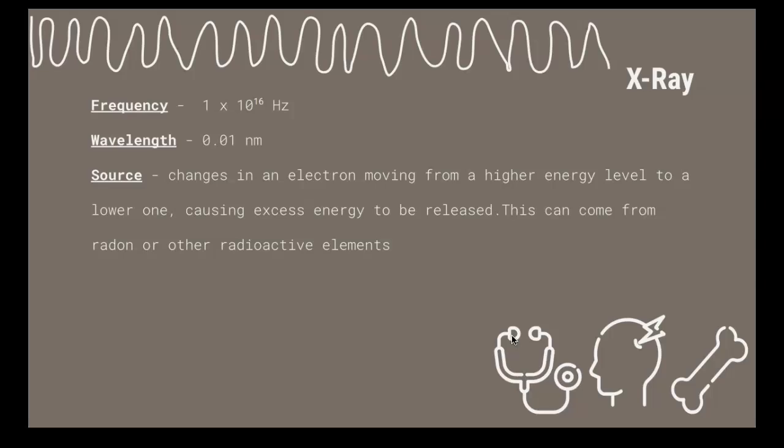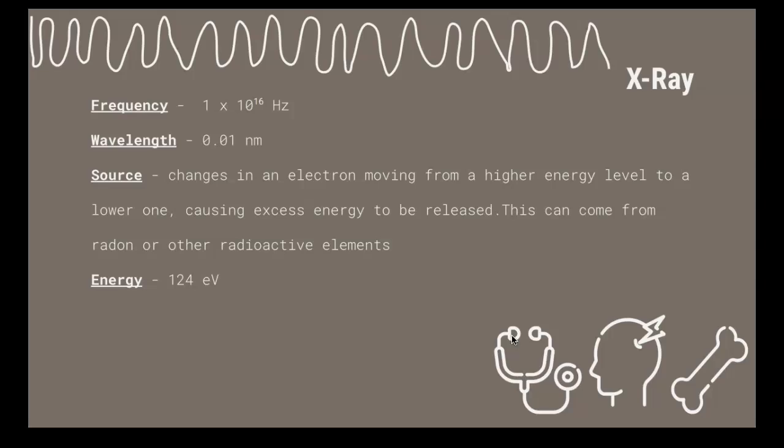So this again is coming from an electron moving from a higher energy level to a lower one. So imagine in the actual atom, we have electrons that occupy certain levels, and the electrons are moving from maybe the outer level to the lower one and going back and forth, and that's allowing energy to be released. So this is kind of simulated in an X-ray machine, but X-ray radiation can come from different elements like radon, okay, and other radioactive elements that we have on the periodic table.